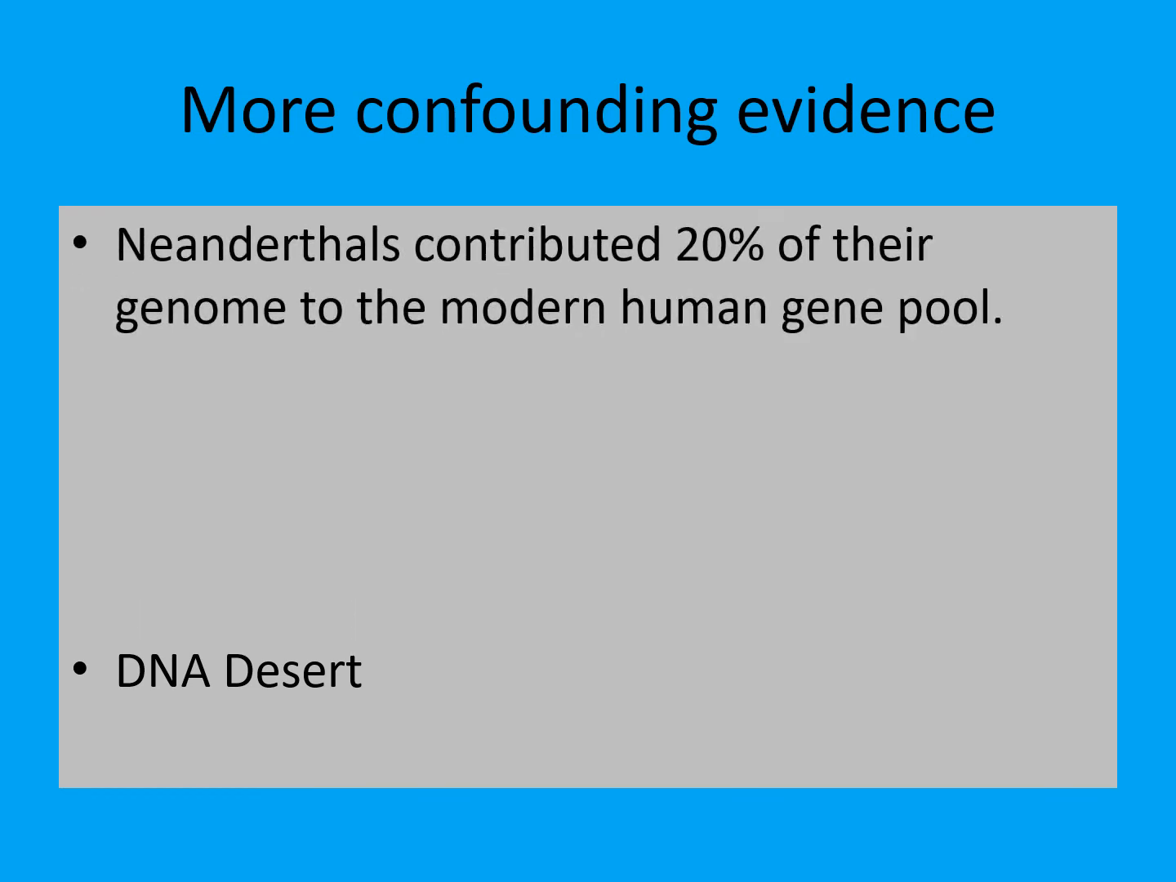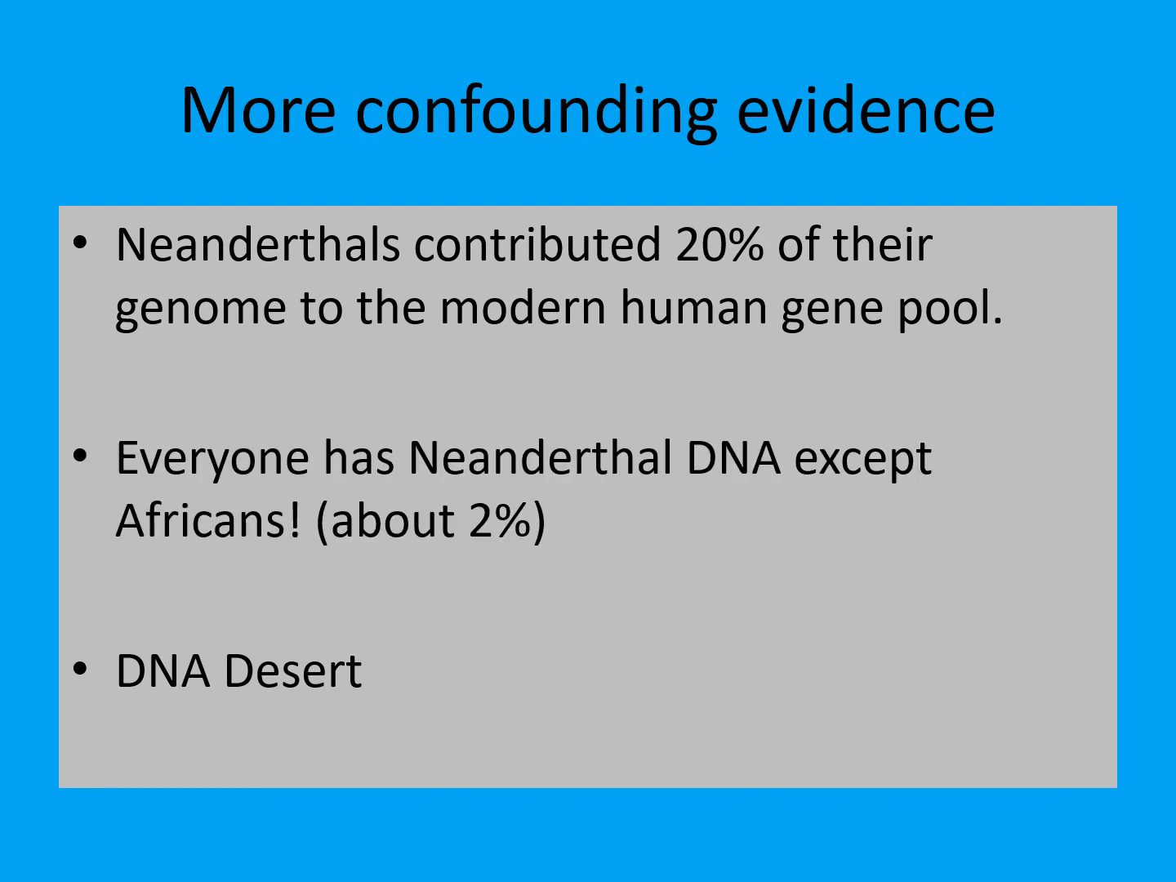We know that they contributed roughly 20% of their genome to the modern human gene pool, and everyone has Neanderthal DNA except for Africans, right? We all have about 2% of Neanderthal DNA in us, except for Africans, right? So you can't really say that we would be part of the same species, otherwise we would find that in Africans as well, right? This could also be due to something that we refer to as a DNA desert on one of the sex chromosomes, but we'll talk about that here in a second.